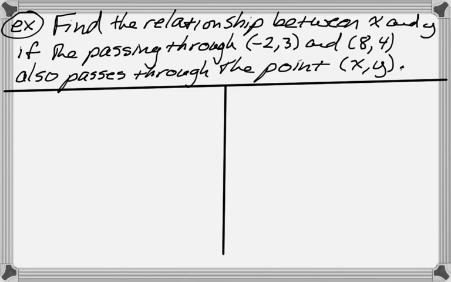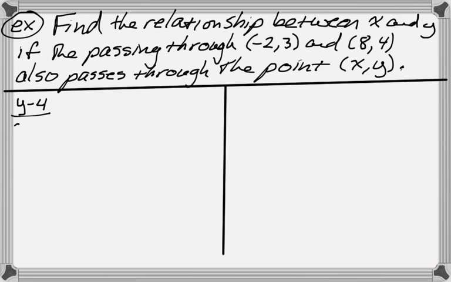And let's take a look at something else. So I want to find the relationship between x and y if the line, I forgot the word line, passing through (-2, 3) and (8, 4) also passes through the point (x, y). This is almost exactly the same problem as what we just solved, except now instead of having one variable and one constant, or knowing one of the coordinates, in this case I don't know either, it's just the point (x, y).